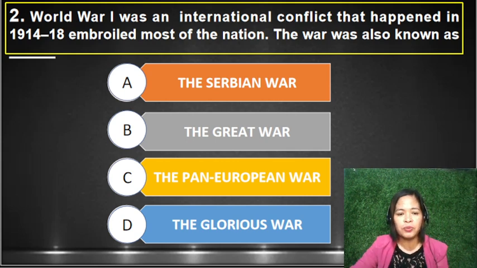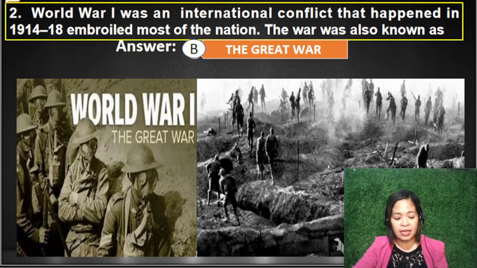Okay, number two. World War One was an international conflict that happened from 1914 to 1918, and embroiled most of the nations. The war was also known as A. The Serbian War, B. The Great War, C. The Pan European War, and D. The Glorious War. Okay, so our answer here is letter B.